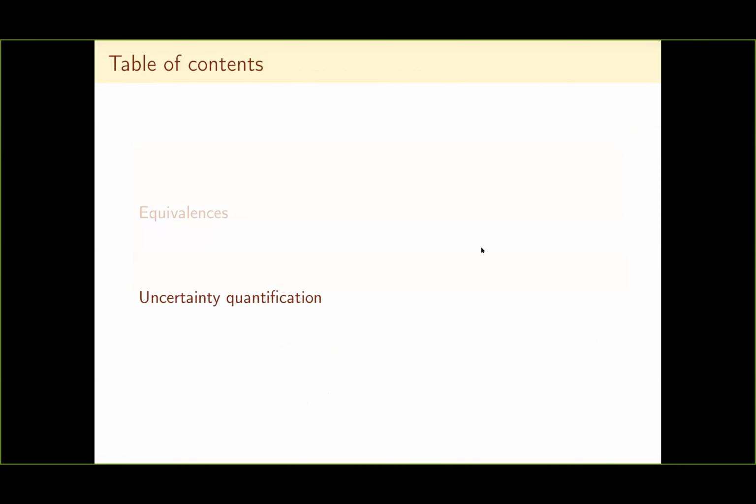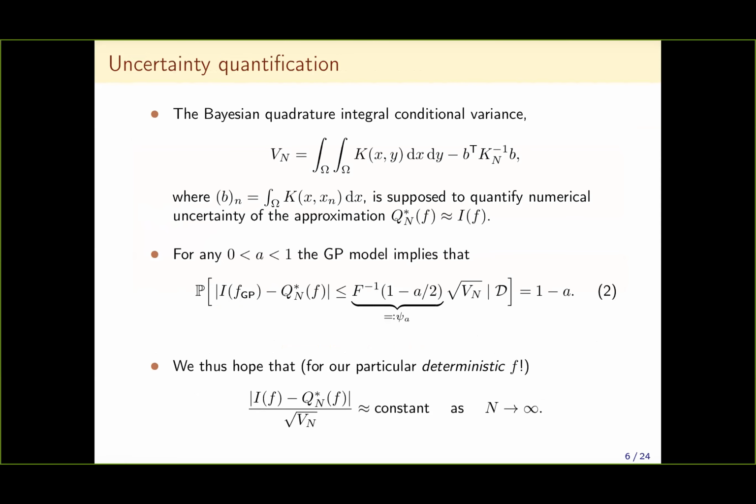And then we can go on to actually use these results to answer the uncertainty quantification problem. Ideally, this conditional variance is supposed to somehow quantify how uncertain we are about approximating the true integral of f by using this BQ conditional mean Qn.